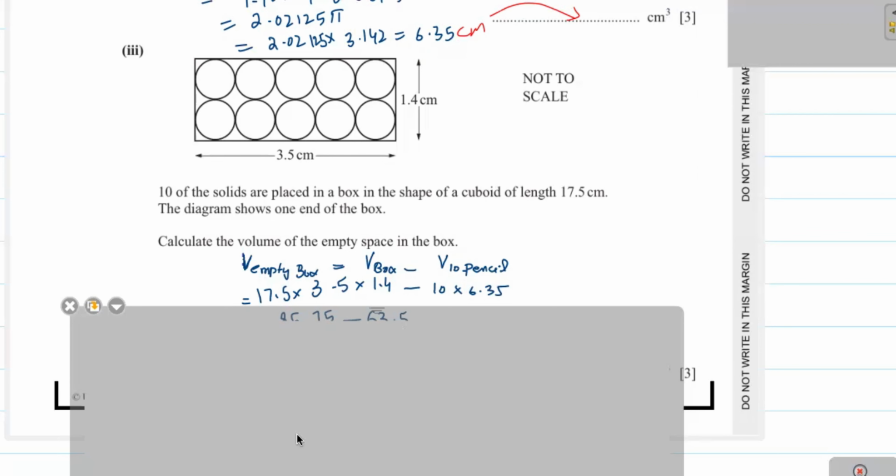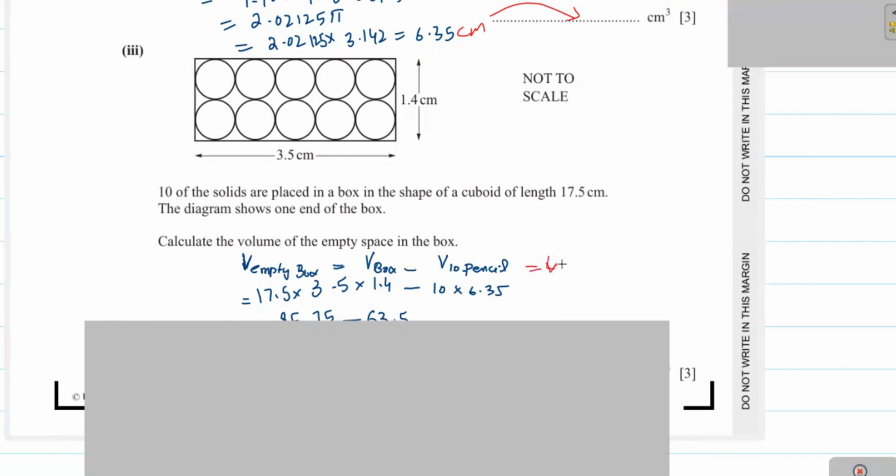We will write this formula as length multiply width multiply height minus volume of 10 pencils. The length here is, look here, this is 17.5 centimeter. Width here is, look here, this is 3.5 centimeter. And height is 1.4 centimeter. Therefore, we will write 17.5 into 3.5 into 1.4 minus volume of pencils. One pencil volume here is 6.35. We will write 10 multiply 6.35, and this is the value here.